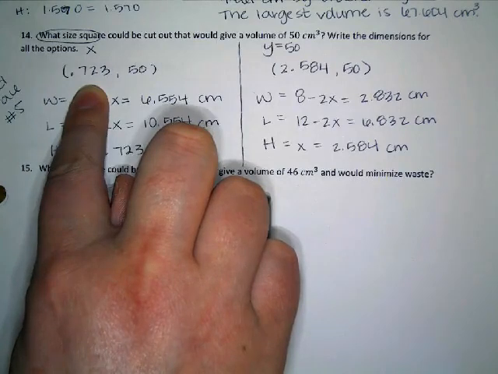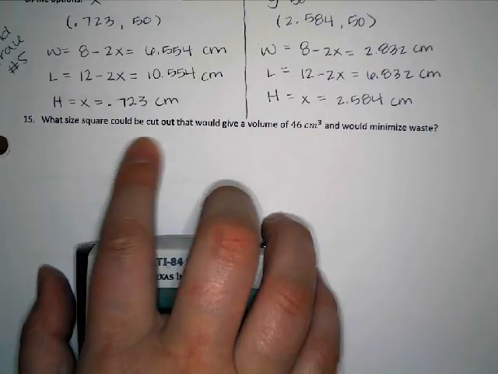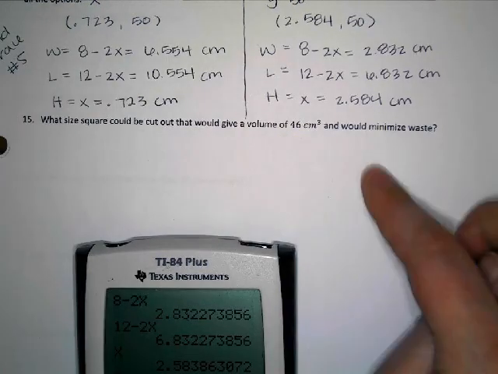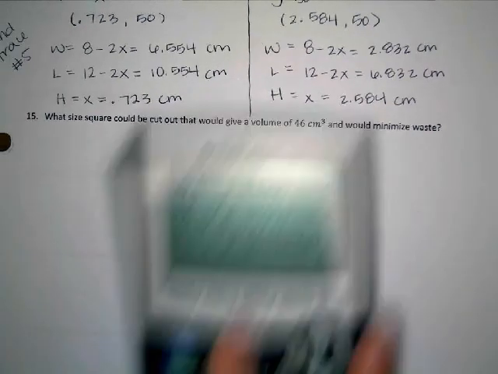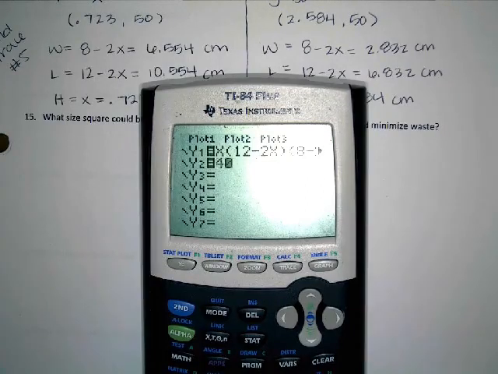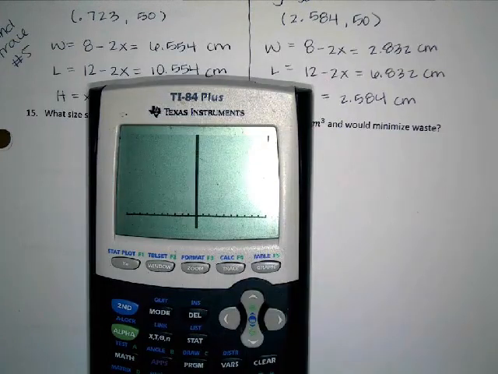Okay, so the next question says, what size square could be cut out where you'd get a volume of 46, but you're minimizing waste? So this problem essentially looks exactly the same. We're going to go to 50, but we're going to say a 46 cubic centimeter box. But when we graph it this time, they don't want us to look at both options. Which option do they want us to look at? The first one. They want us to look at the one that has the smaller square.